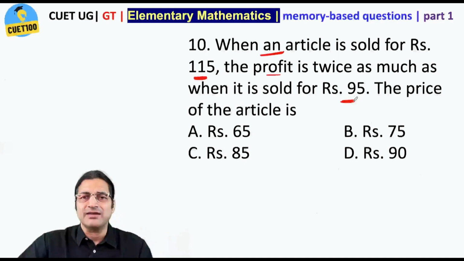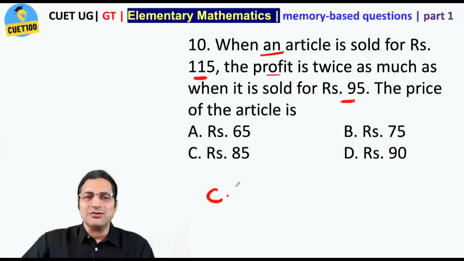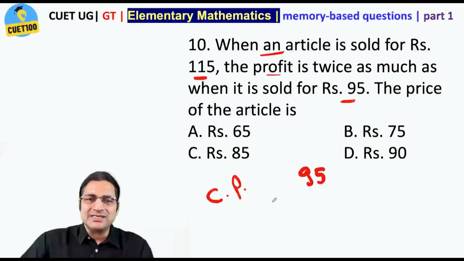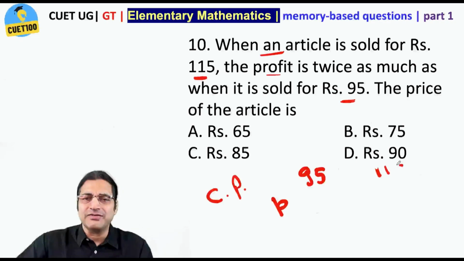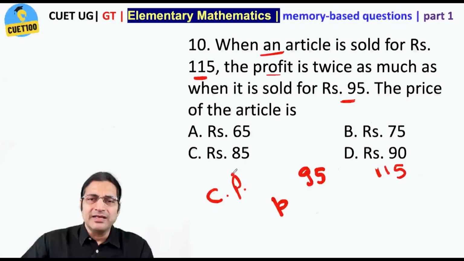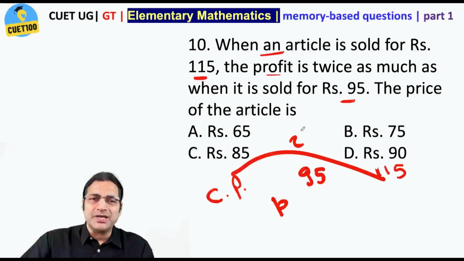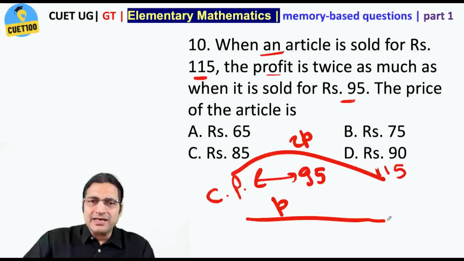Okay. When an article is sold for rupees 115, the profit is twice as much as when it is sold for 95. The price of the article is, the answer is almost shouting at you that, hey, pick me. This is your cost price. Okay, it is sold for 95. So this gap is P, all right. But if it is sold for 115, okay, this gap is 2P. Between the cost price and 115, right? This gap is P, this gap is P, and this complete gap is 2P, right?